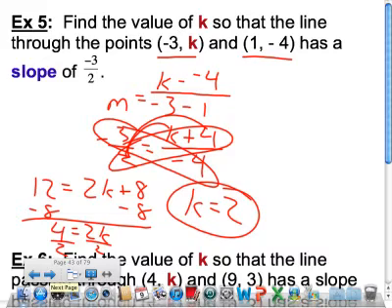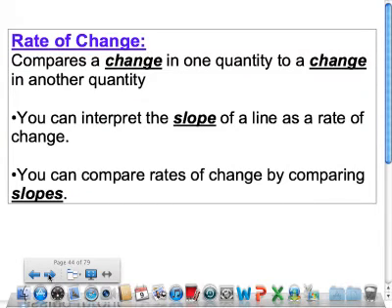Again, example 6 is the exact same type of problem. You're going to use that to kind of see where you're at with this stuff. And if you want to go over that tomorrow in class, we can do that. If not, that's fine too.